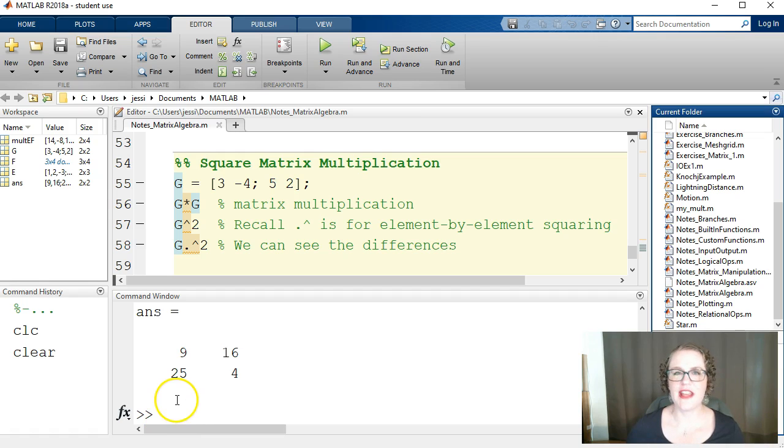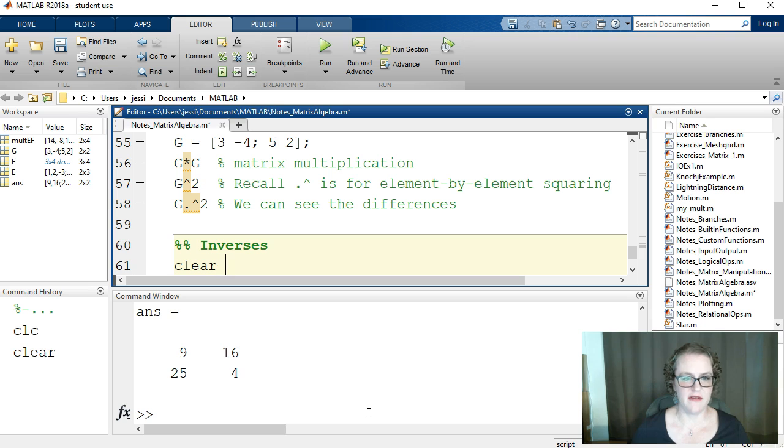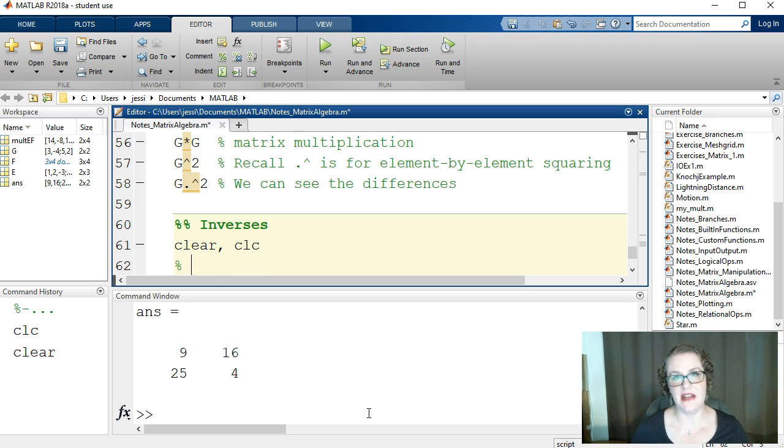In this video, we'll look at how to find the inverse of a matrix using MATLAB. So let's start a new section here, call this inverses, and we'll get rid of all the stuff we have going on. Alright, so what is an inverse?